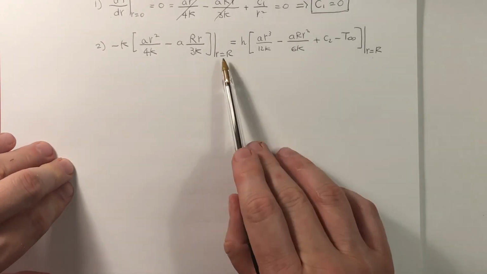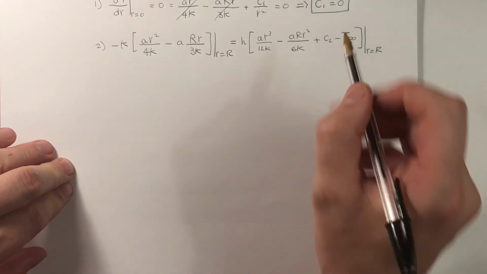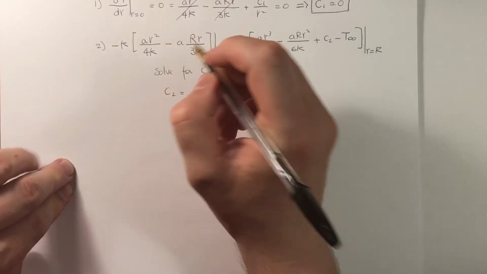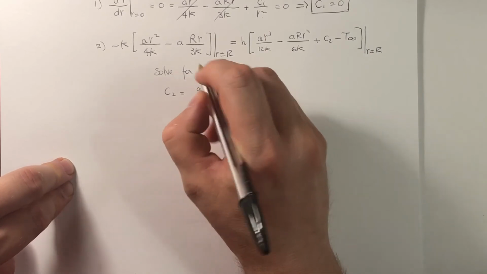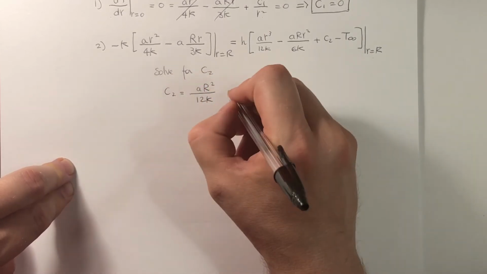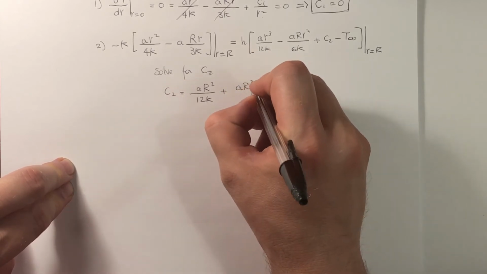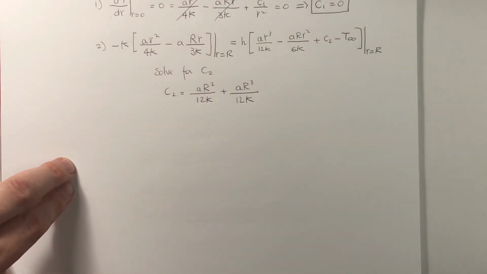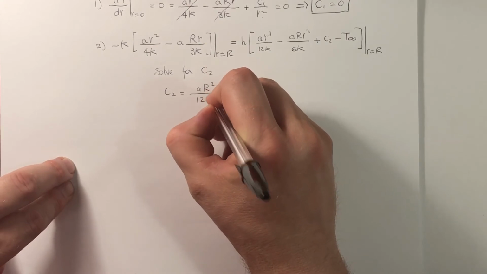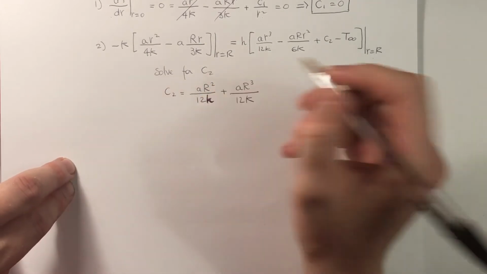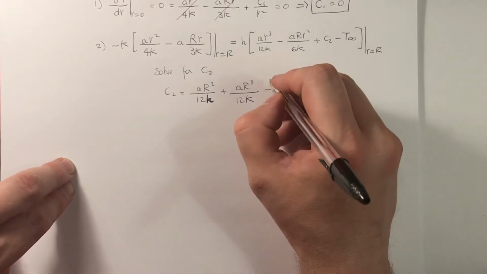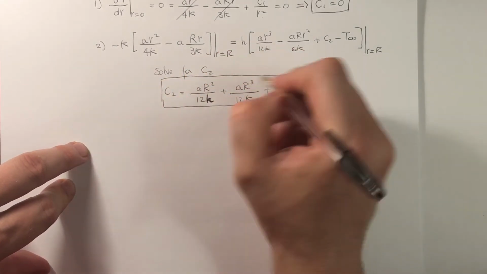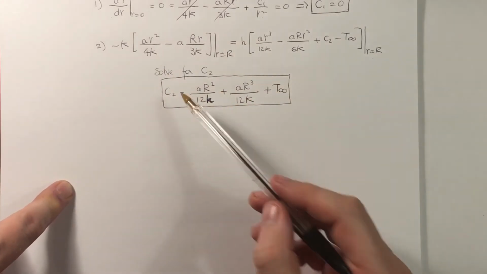So what we have to do now, we substitute R inside here. That's a bit of algebra, and we need to solve for C2. And we find that C2 is equal to AR squared over 12k plus AR cubed divided by 12k. Sorry, this is h. Okay, plus T infinity. And so we have C2. So we found C1, we found C2.